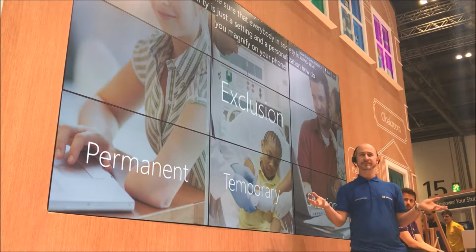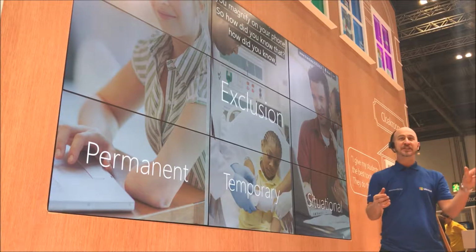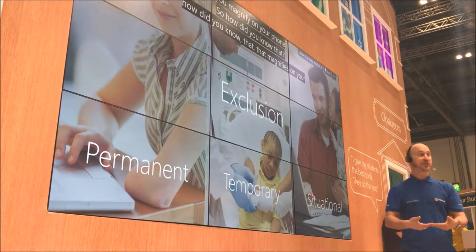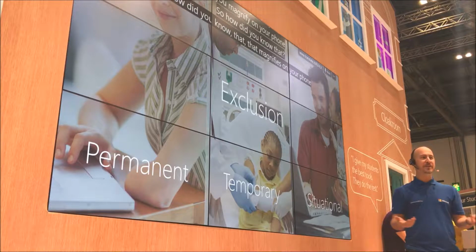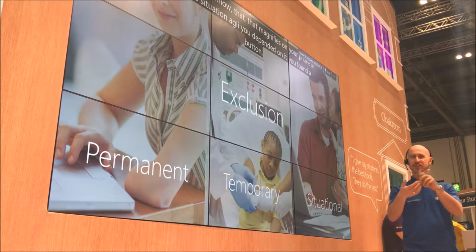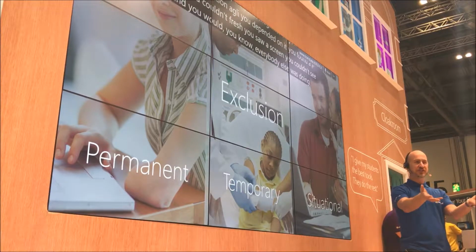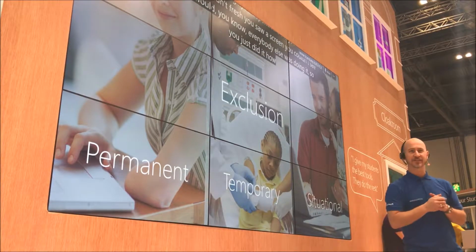How did you know that? How did you know that that magnifies on your phone? Because situationally, you depended on it. You found a button you couldn't press, you saw a screen you couldn't see, and everybody else was doing it, so you just did it. How do you zoom in and magnify on a web page?